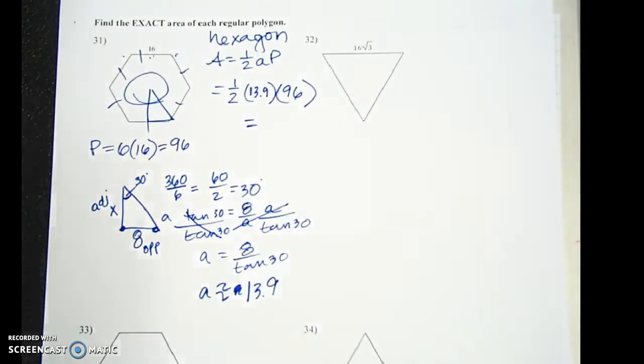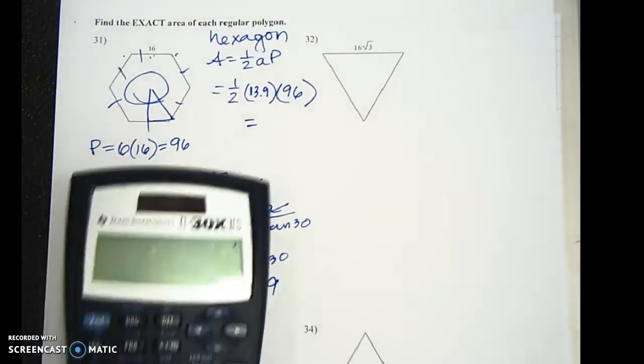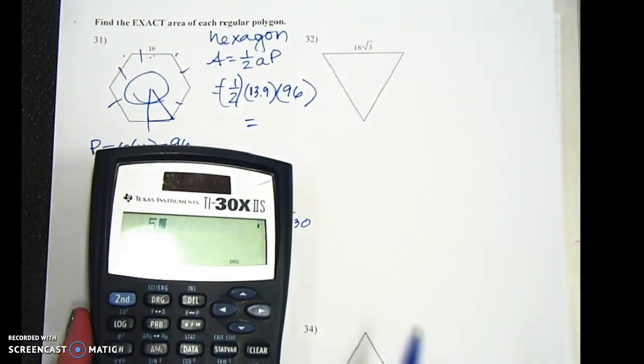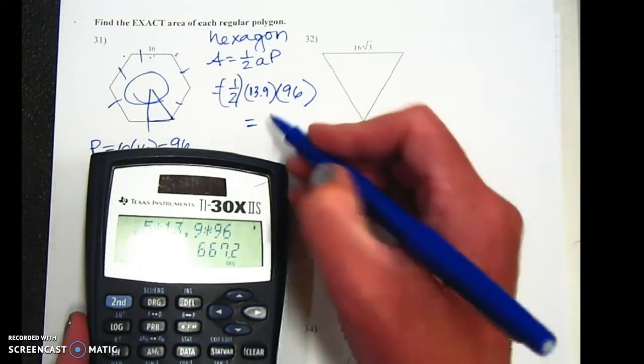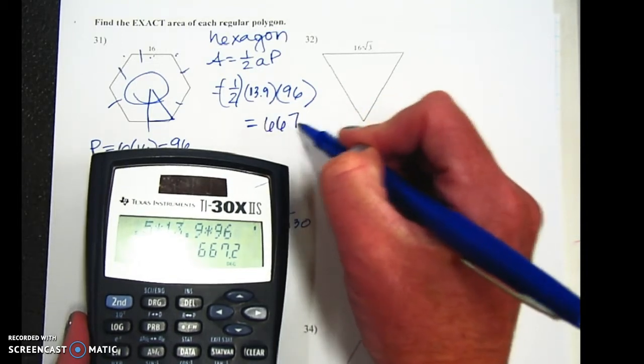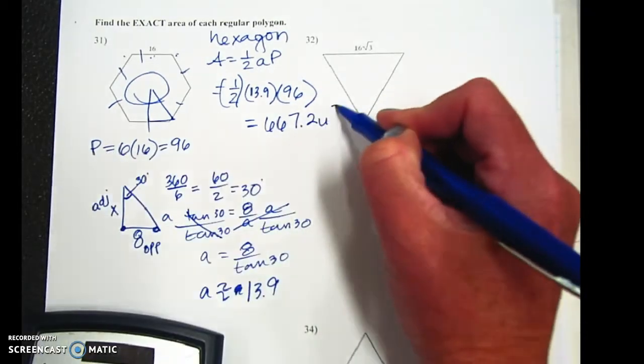From here, it's pretty darn easy. We're just going to take the 1/2, which I'm going to type in as 0.5, multiply it by 13.9, and then times 96. So the area for the hexagon is going to be 667.2. This one is in units squared.